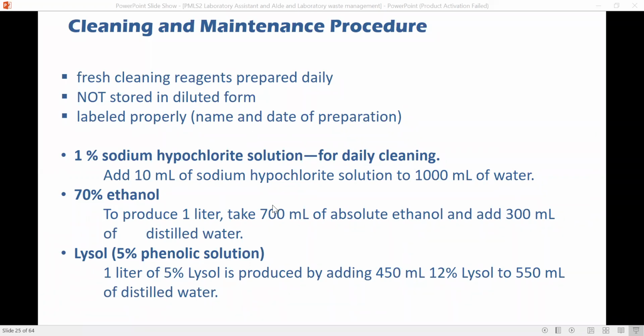What are the common cleaning materials or reagents used by laboratory aids? These three: 1% hypochlorite solution for daily cleaning, prepared with 10 ml of sodium hypochlorite and 1,000 ml of water. 70% ethanol is also used. And Lysol, which is actually a 5% phenolic solution.